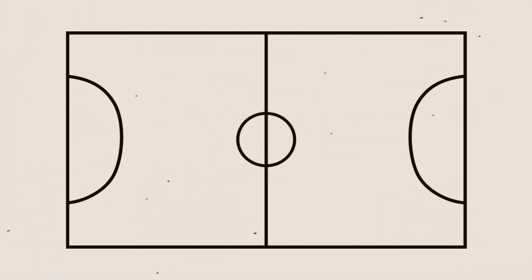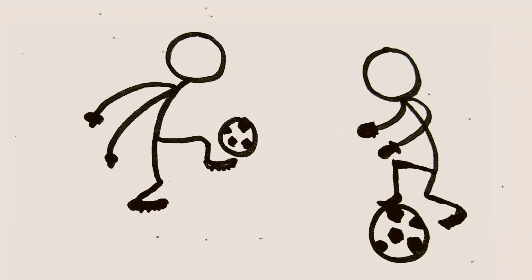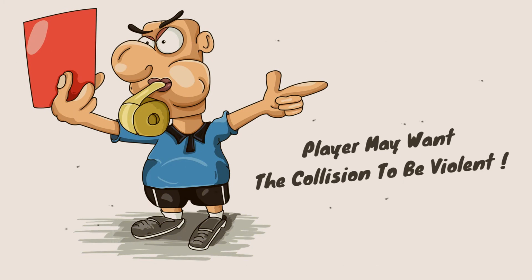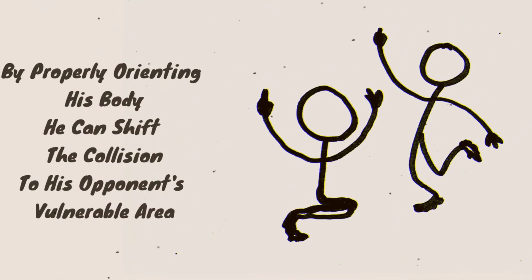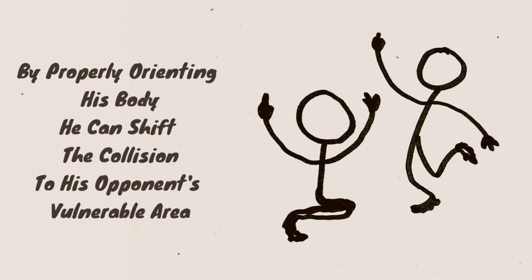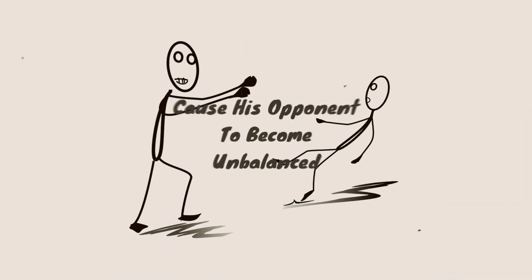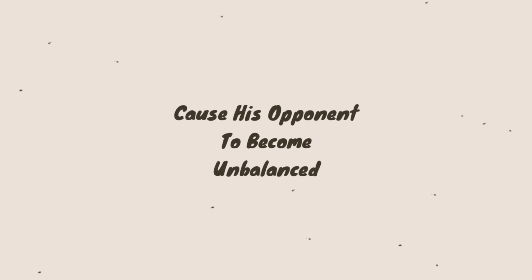The situation is unlike football, where one player may choose to speed up when running head-on into another player. The difference is that a player may want the collision to be violent, and by properly orienting his body, he can shift the collision to his opponent's vulnerable area, or cause his opponent to become unbalanced and slam into the field.